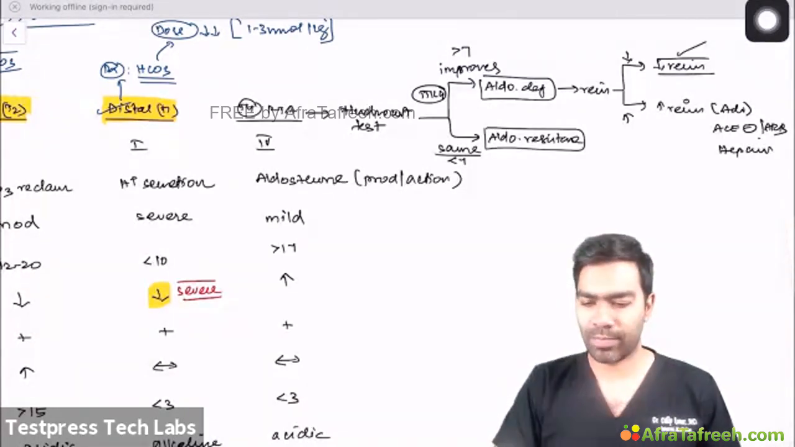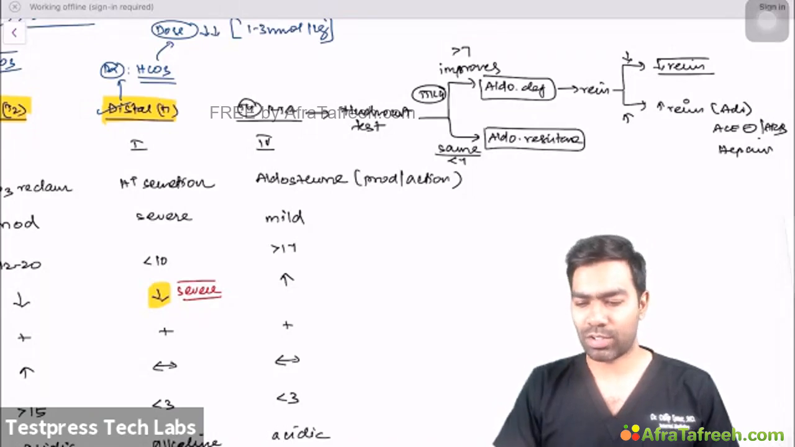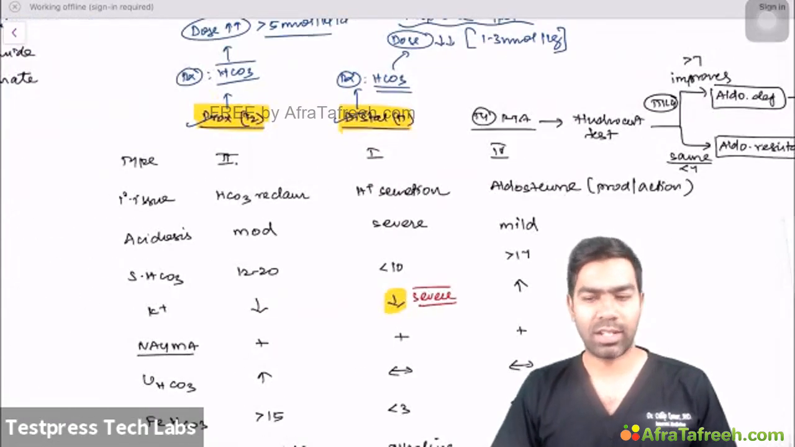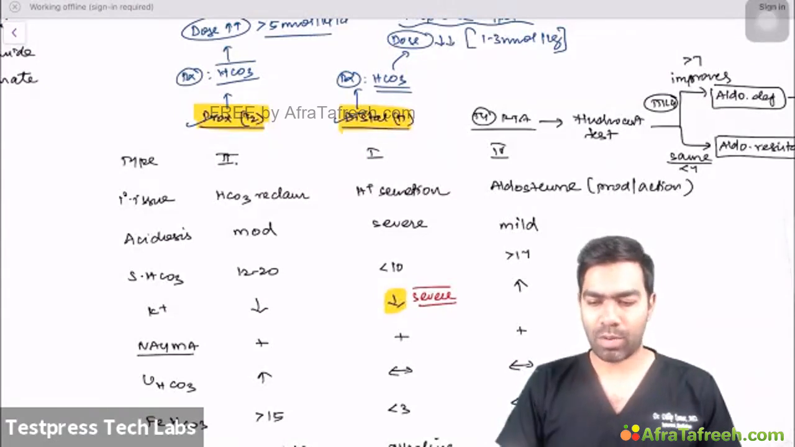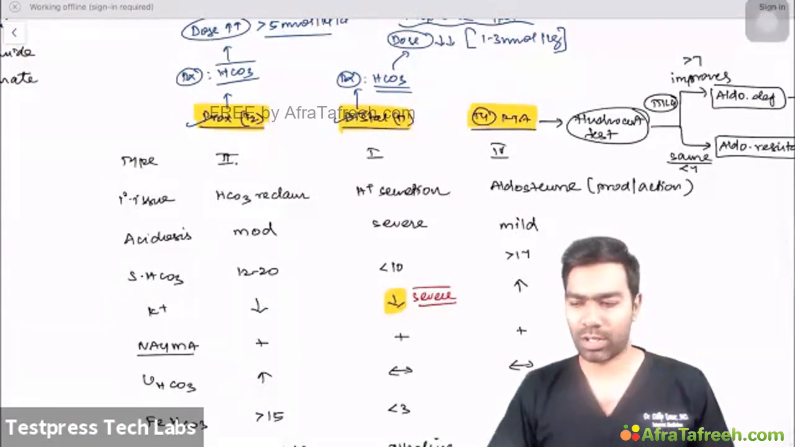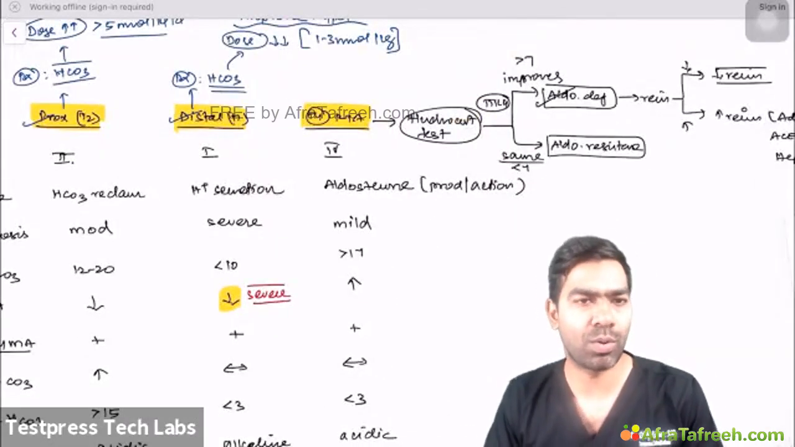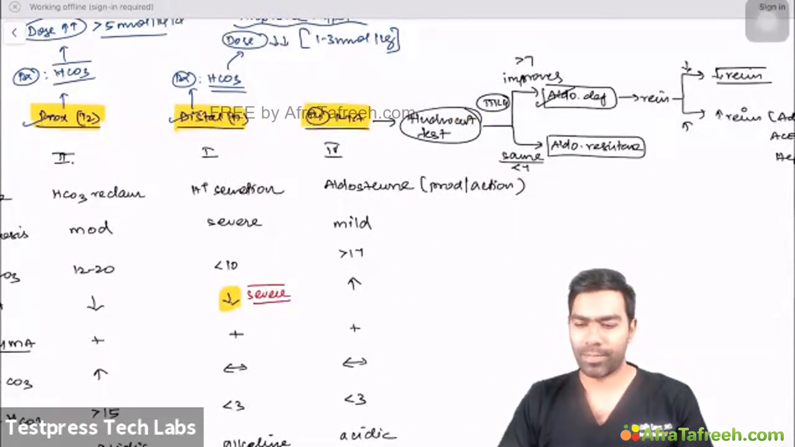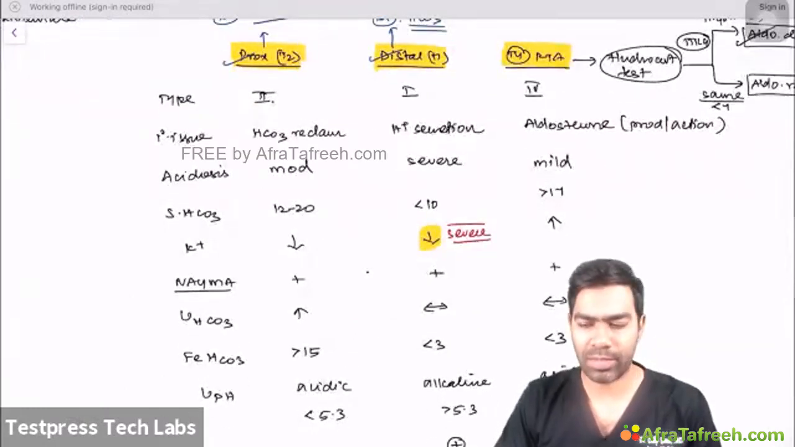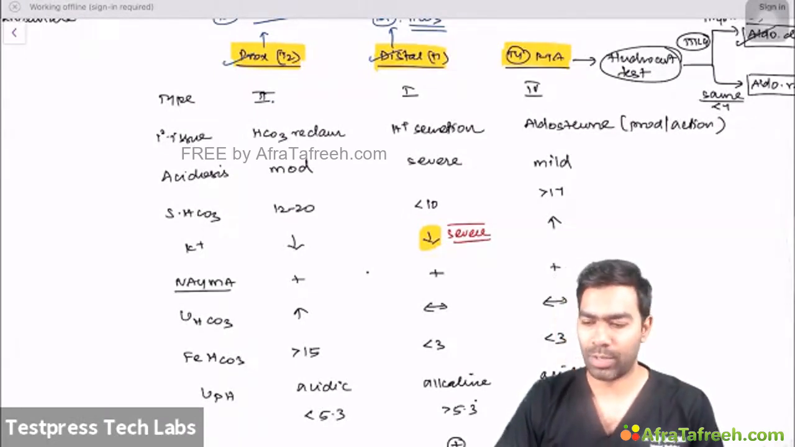We have discussed this already, so they will ask you about the evaluation also. But the best treatment in type 4 RTA is, again, treating the underlying cause, or probably you can give fludrocortisone, because it might respond. Sometimes if it's a deficiency, then definitely fludrocortisone will improve the hyperkalemia and the acidotic state. But the main thing in all the types of renal tubular acidosis is treatment of the underlying cause. That itself will resolve so many issues.